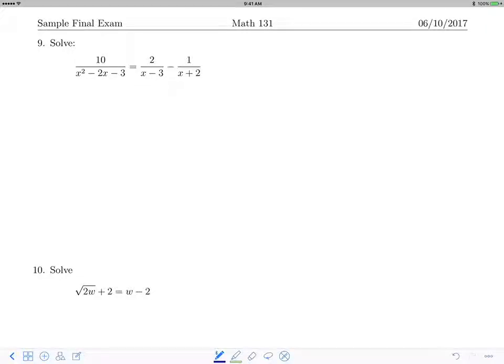So we're going to solve this rational equation. Remember that first we have to find the LCD. And to do that, we're going to have to factor this one first. This factors into x minus 3 times x plus 1. So the LCD is actually x minus 3 times x plus 1 times x plus 2.